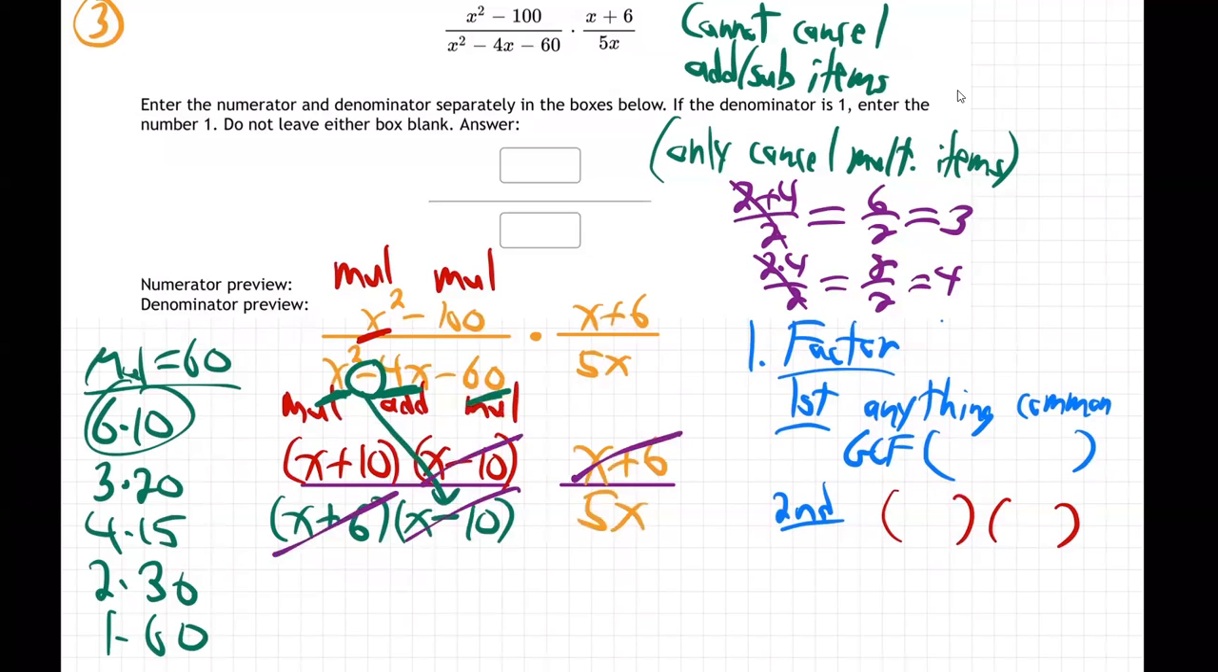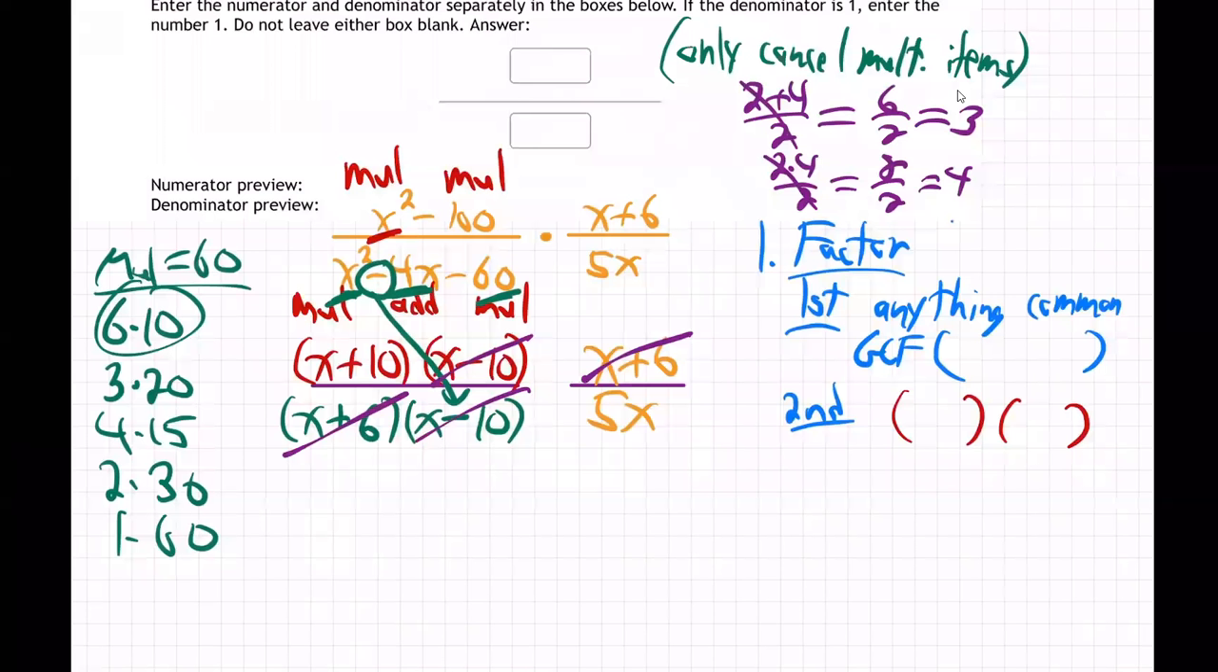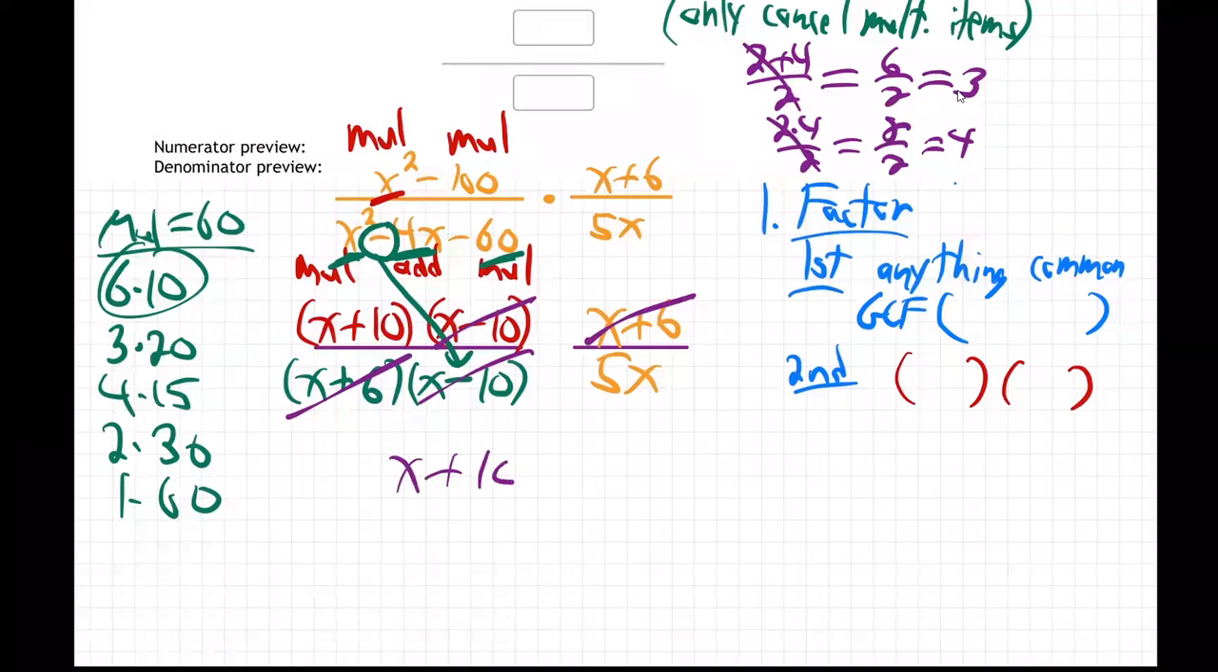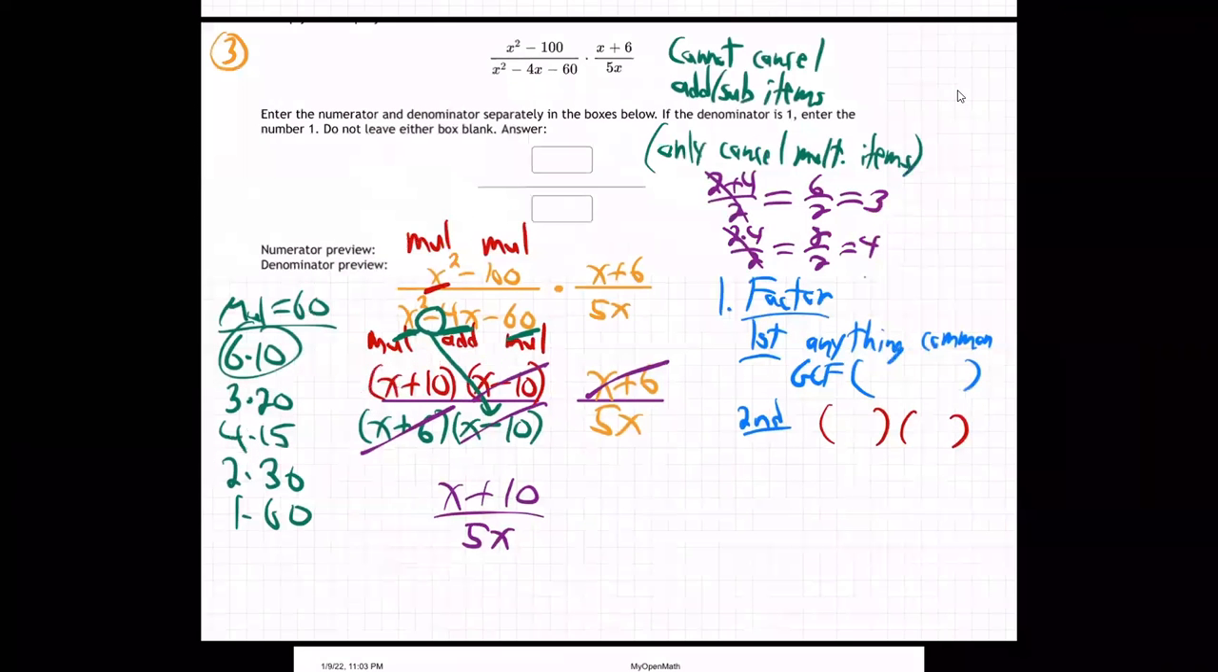Now you might say, wait a minute, those are added, subtracted items. No, I'm buying the whole package, right? It's like shopping at Costco. Adding, subtracting glues things together. You can buy the whole package, and I just bought the whole package. So what are we left with? X plus 10 on the top over 5x on the bottom. You don't need the parentheses around the x plus 10 anymore because there's nothing to separate it from on the top anymore. The rest of the top stuff is now gone, right?